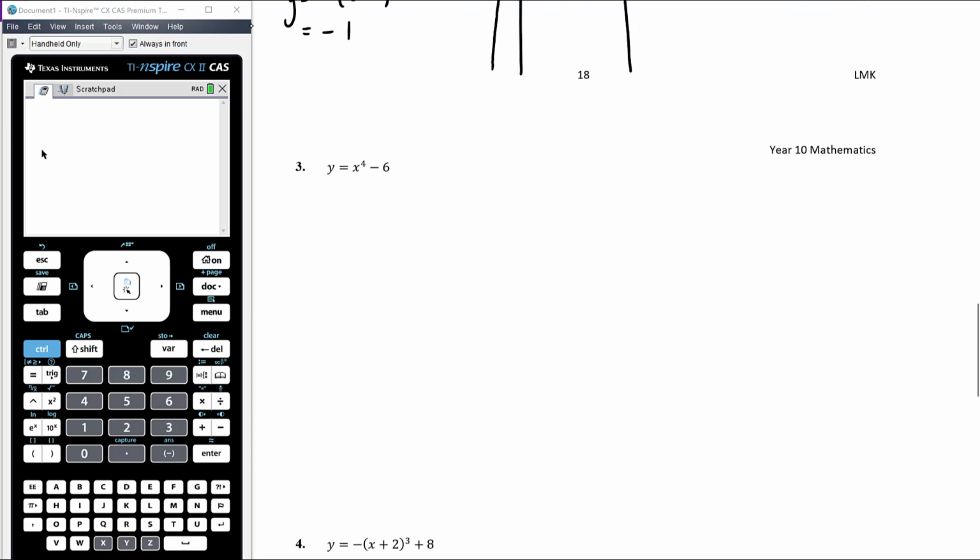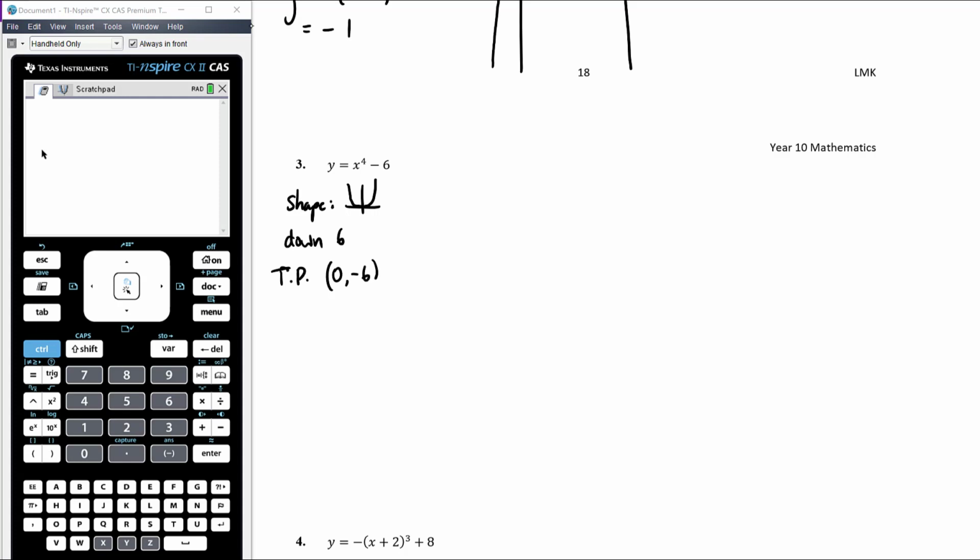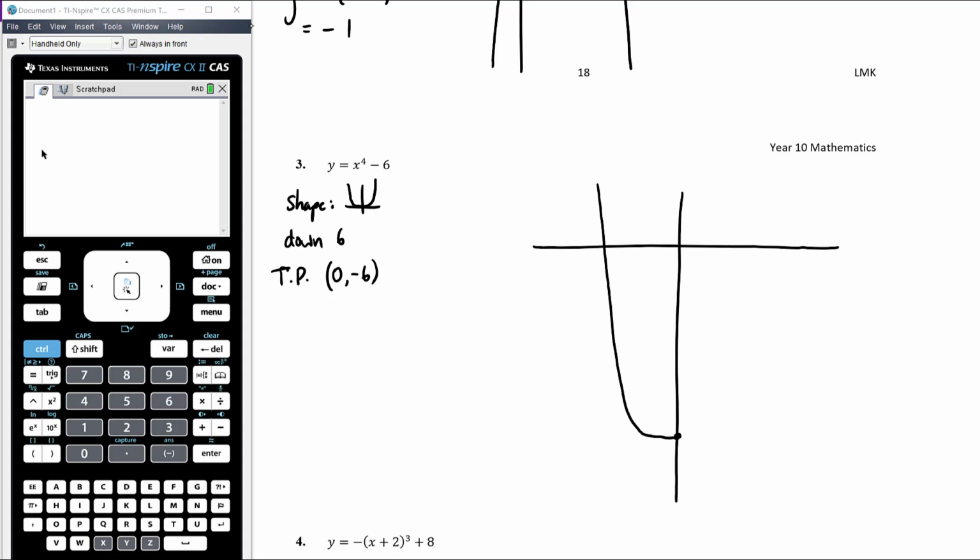Okay, let's have a think about this one. So y equals x to the power of 4, not reflected. So our shape is going to be the quartic shape. All that's happened to it is this -6 out here, it's gone down by 6. So the turning point hasn't gone to the left or right, so it'll still have an x-coordinate of 0, but it's gone down by 6, so it'll be at (0, -6). So let's think about what's happening there. Turning point's going to be down here. We're going to have this sort of flat-bottomed quartic shape.